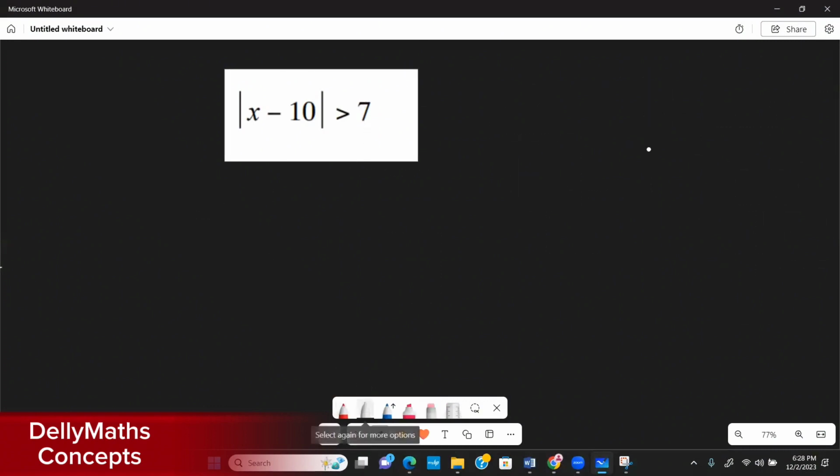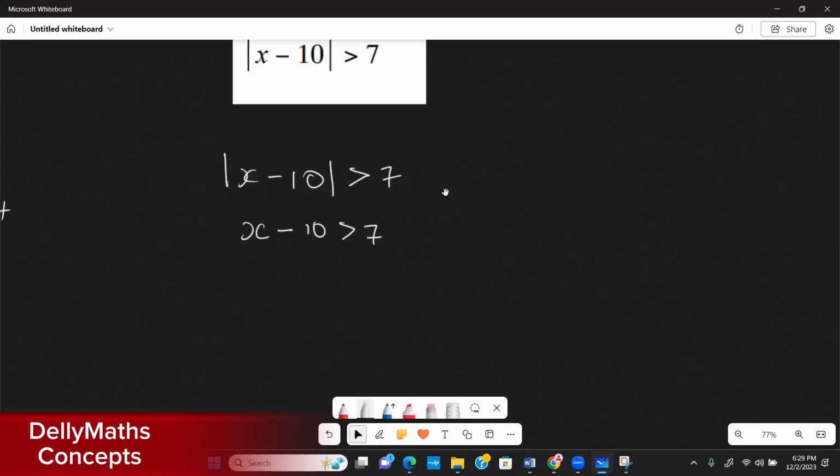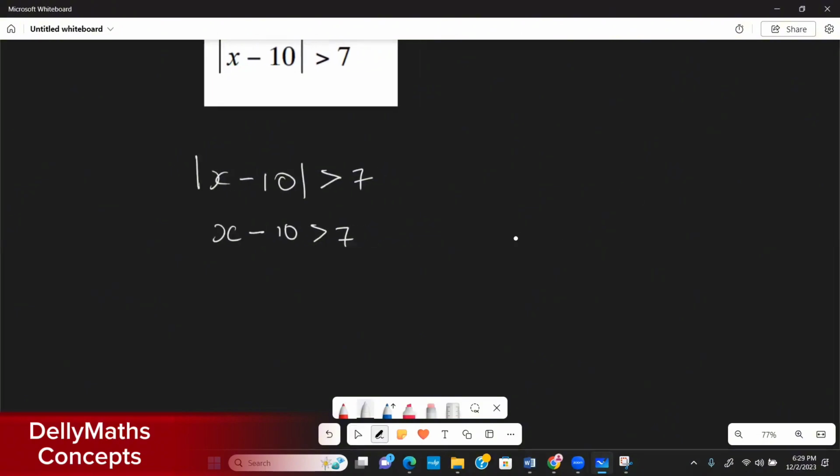All right, so we have the absolute value of x minus 10 is greater than 7. Now, the absolute value is by itself already. So I could just say x minus 10 is greater than 7. And this is our first case. You solve it ordinarily. Now we're going to be adding 10 to both sides. So now x is greater than 17. And this is one of our solutions.